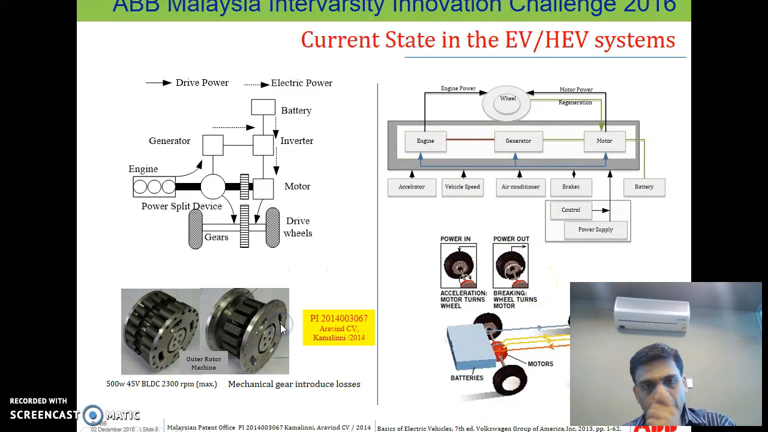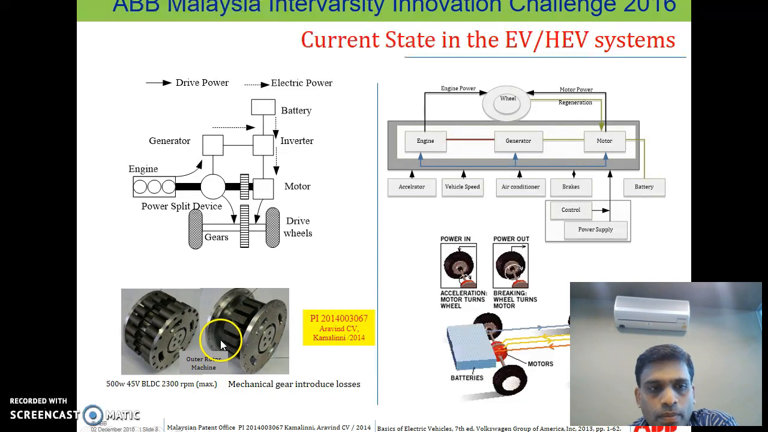So then you explain this is a Kamalini, this is one of our senior models, Kamalini model. This has an outer rotor machine, which is a 500 watts, 45 volt BLDC, 2300 RPM machine. It takes a current of about 10 amperes.